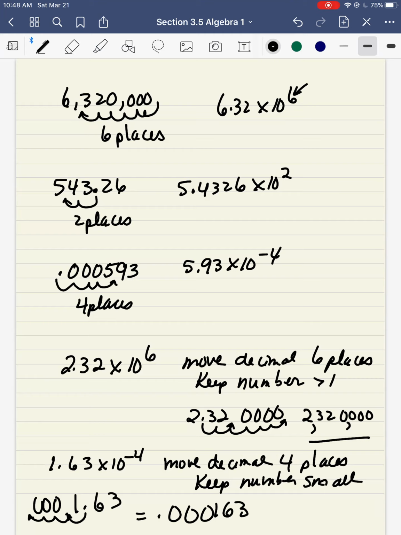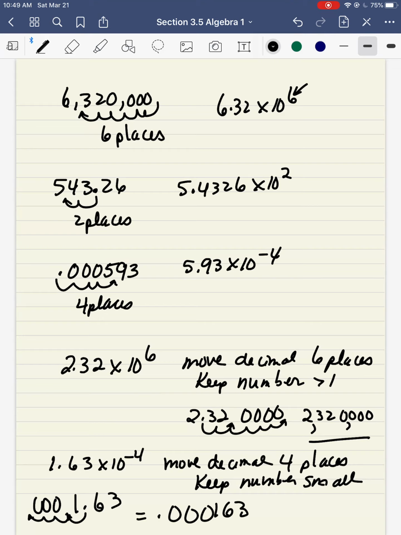543.26. Here the decimal is already in the middle, but it still has to be in between the first 2 digits. So I have to move the decimal 2 places to get it over there. So the new number is 5.4326. Notice I put the decimal in the correct position, and because I moved it 2 places, it's a 10 to the positive 2. The reason it's a positive 2 is because my original number was larger than 1. It's 543.